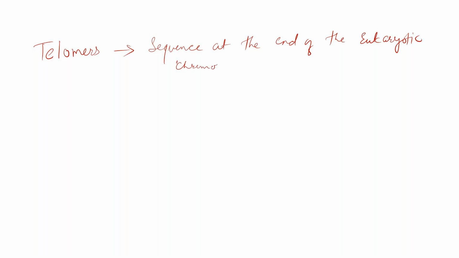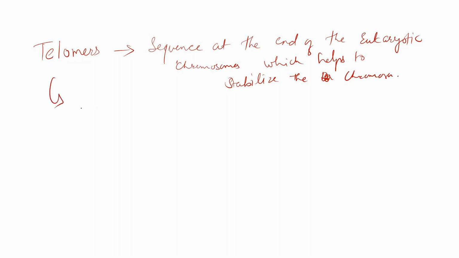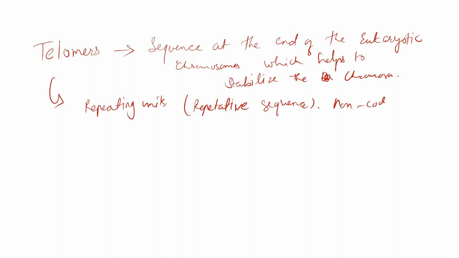Eukaryotic chromosomes, which helps to stabilize the chromosome. Okay, so the telomeres are sequences which consist of repeating units, or telomere is the repetitive sequence. How is telomere? It's a repetitive sequence with a non-coding region.